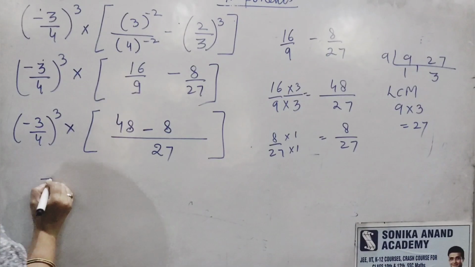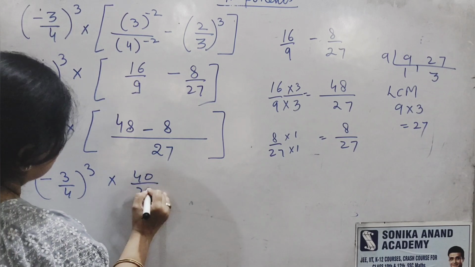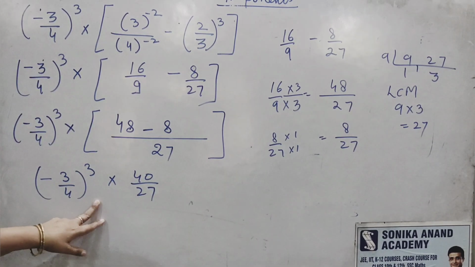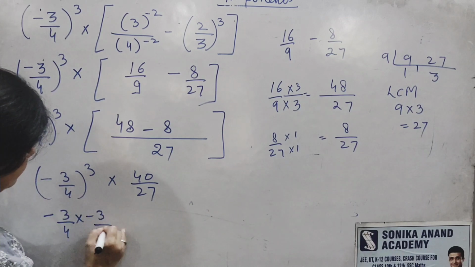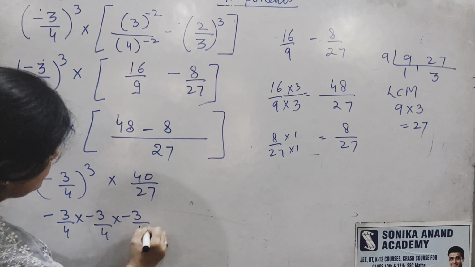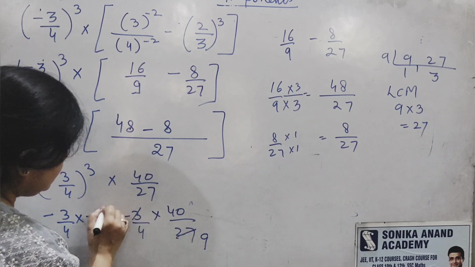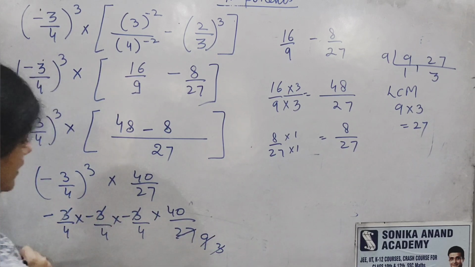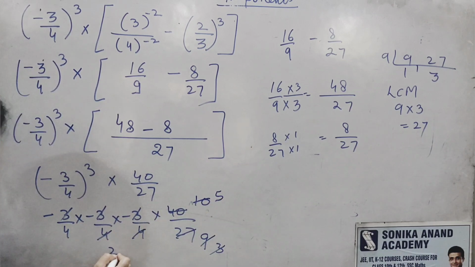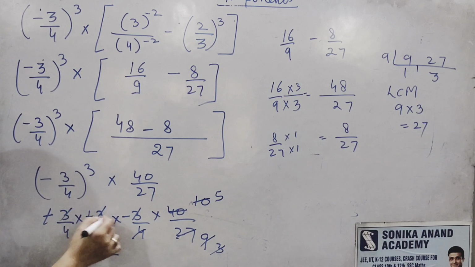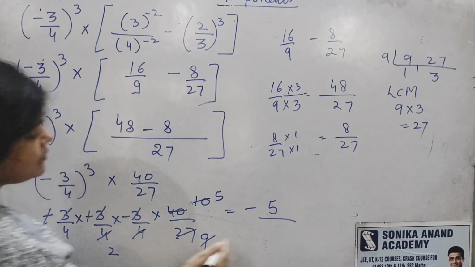So we substitute here. Now, minus 3 by 4 cube into 40 by 27. Now this is a cube, so write it 3 times: minus 3 by 4, minus 3 by 4, minus 3 by 4, into 40 by 27. 3 9s are 27, 3 3s are 9. 4 10s are 40, 2 5s are 10, 2 2s are 4. So minus and minus cancel, and this minus is left. So minus 5 upon 4 2s are 8.